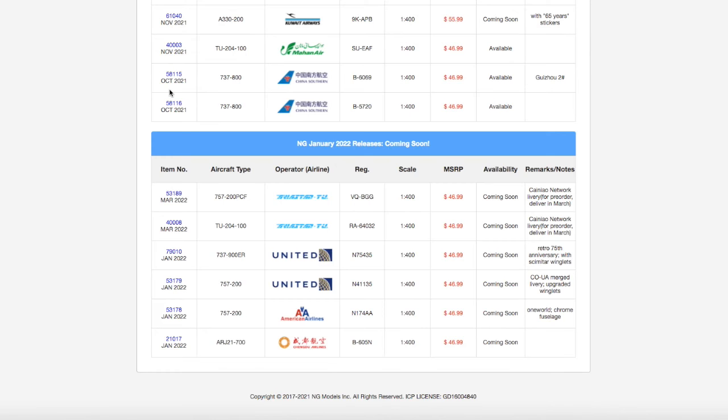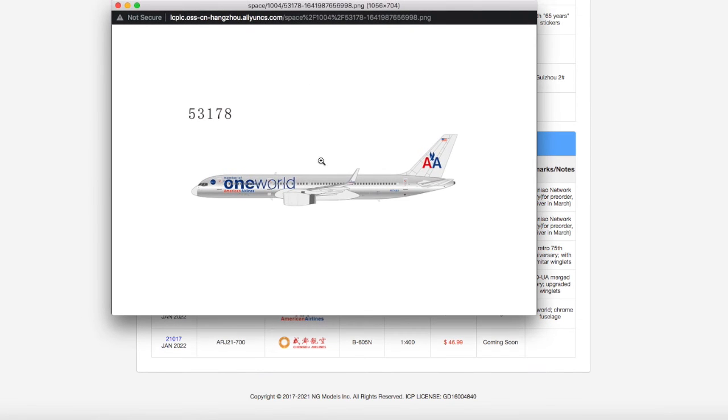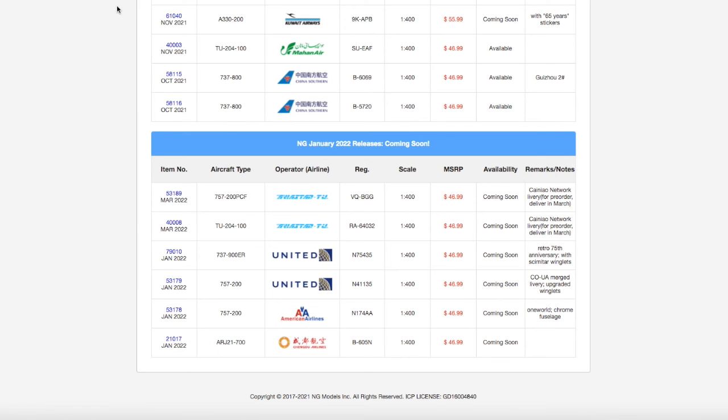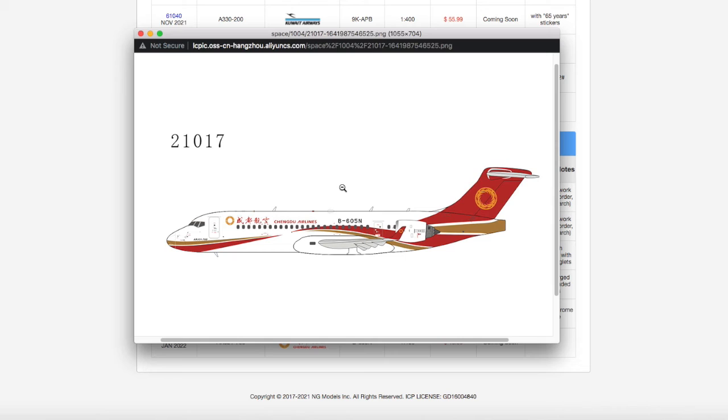Anyway, continuing on down the line, we have an American chrome 757-200. This one looks pretty nice. The registration is November 174 Alpha Alpha, and it's $46 and 1:400. And the last model in this release is the Chengdu Airlines ARJ-21. Registration is Bravo 605 November, and as usual, it's $46.99.